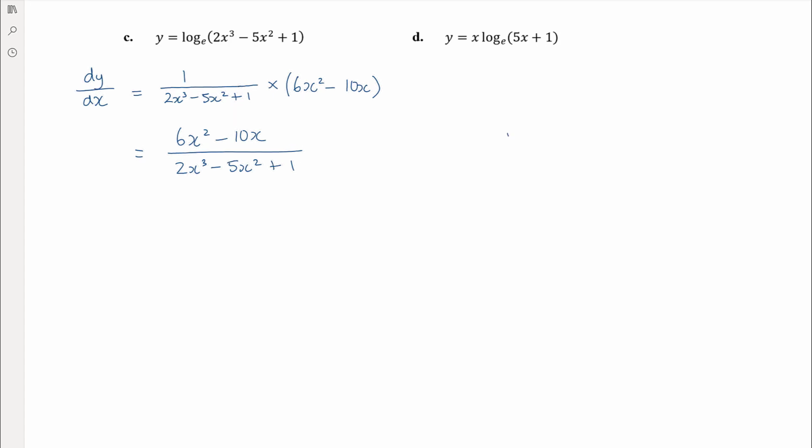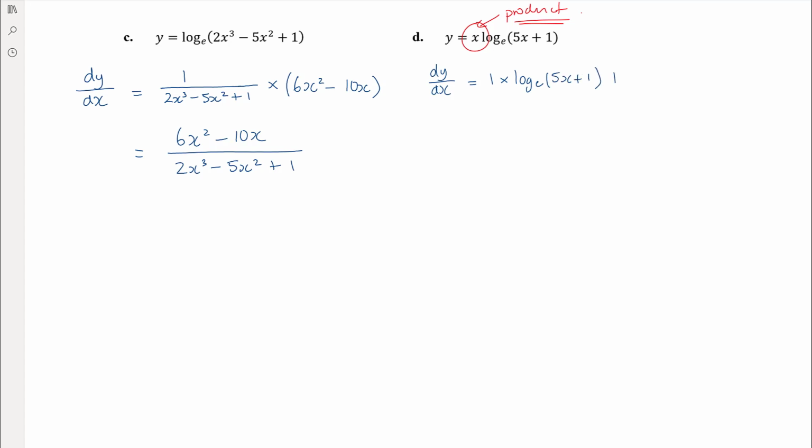Okay, so the next one, we've got x times log e of 5x minus 1. Now this is really important, this is where you'll miss this. You've got a linear function times a log function. You need product rule, okay? So, we need product rule here, dy dx. We differentiate the first function, which is 1. Leave the second function as it is. Oops, log e of 5x plus 1.